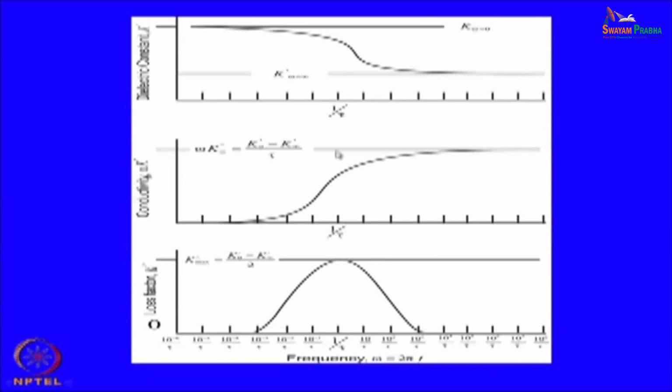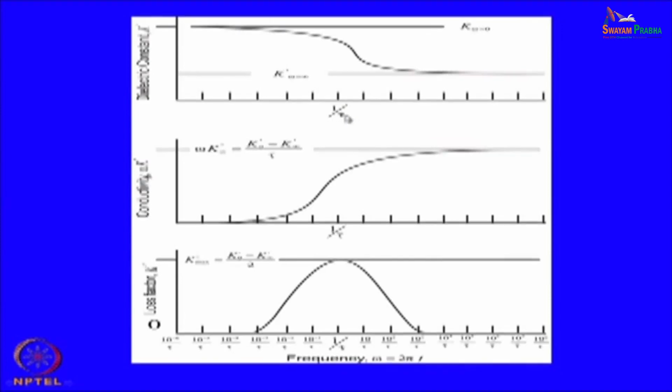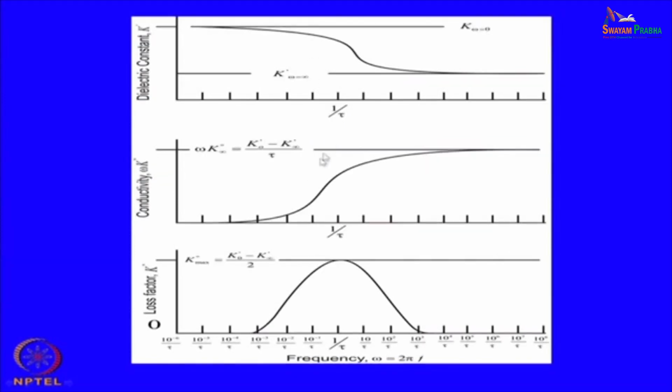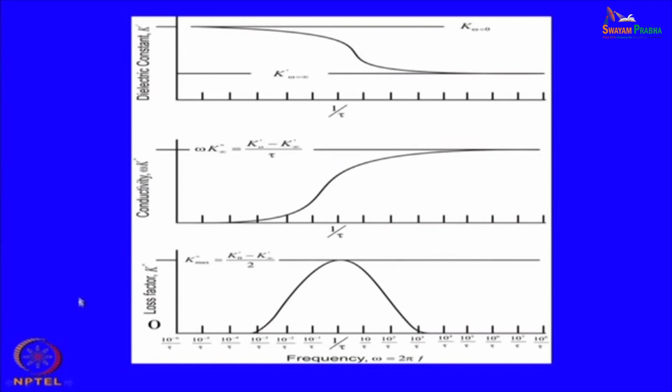So, omega tau is actually equal to 1. If you plot as a function of omega tau, this will be 1. At the inverse of the characteristic relaxation time, you will get the transition. This goes from a higher value to a lower value; in this case it is a lower value to a higher value, and at the same frequency the loss factor or tan delta goes through a peak.